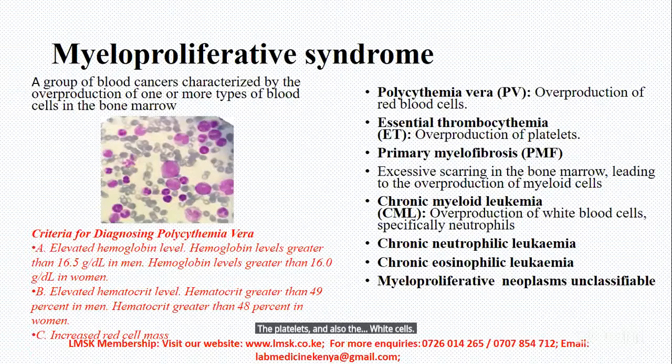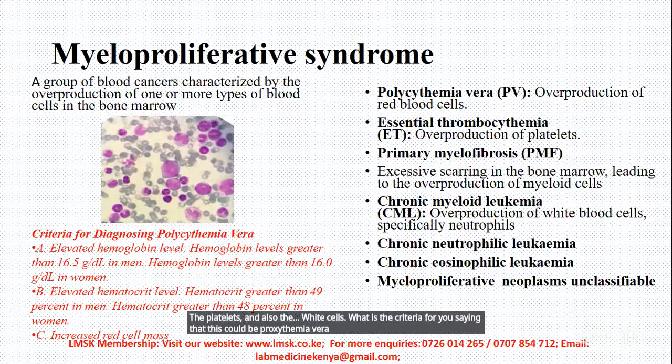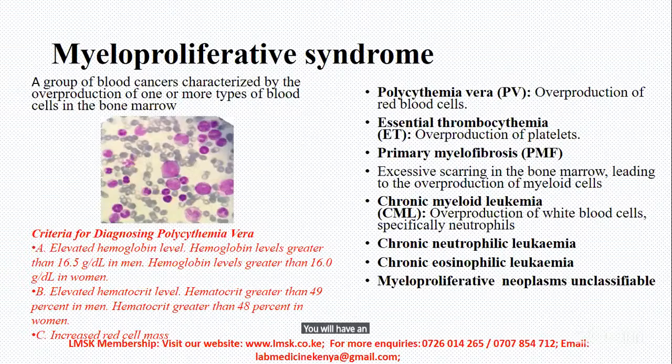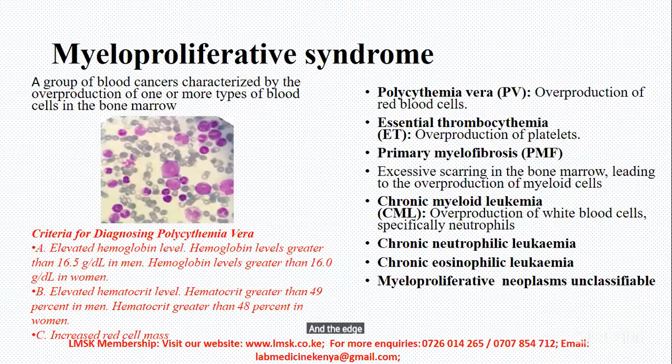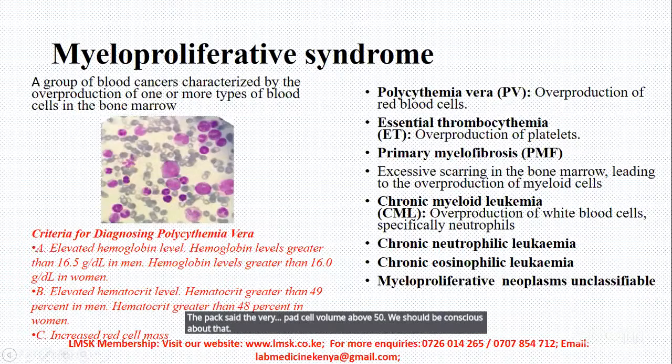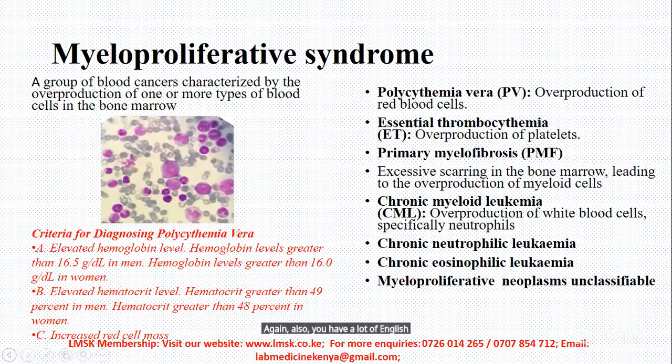What is the criteria for saying that this could be polycythemia vera? One, they will have an elevated hemoglobin level, an Hb of 20 or 18, above the normal Hb levels of an individual based on gender and age. You will find elevated hematocrit, the packed cell volume above 50; you should be conscious about that. Again, you also have a lot of increased red cell mass.